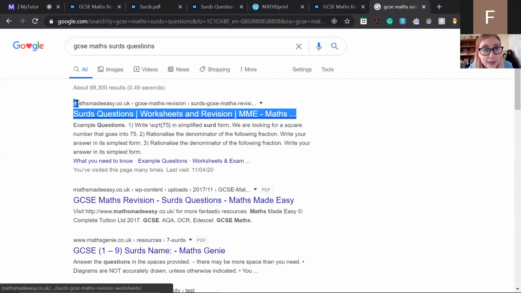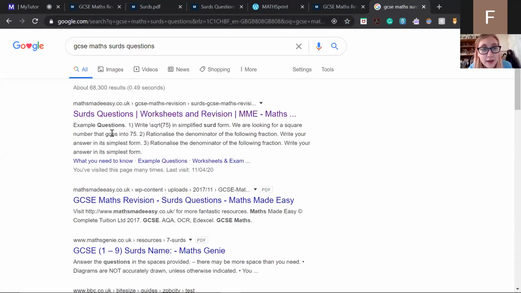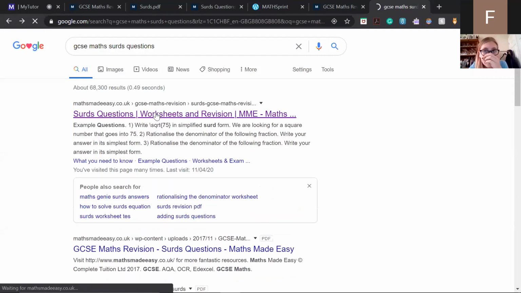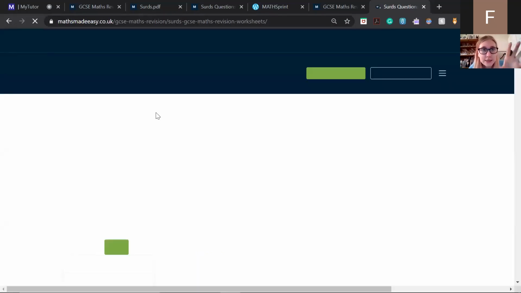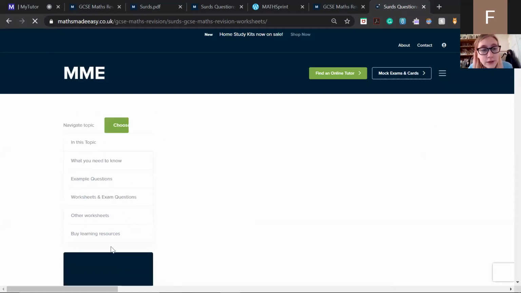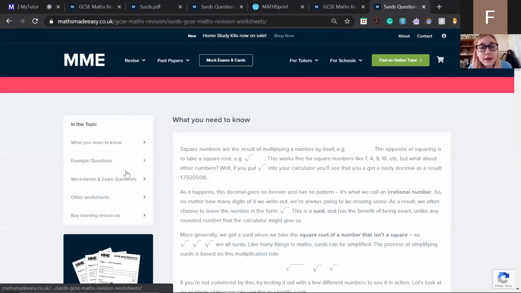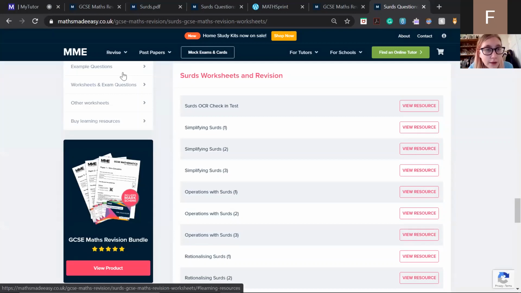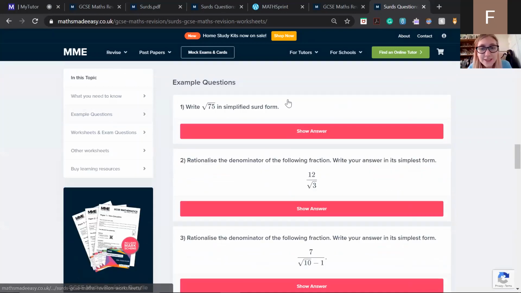Anything that's mathsmadeeasy.co.uk, so go on that. Oh, in fact, that was the right one. And then here's the Maths Made Easy website. And then the worksheets that I use, if we scroll down here, the example questions are sometimes quite good. They kind of walk you through one. Oh my gosh, my computer wants to work. So the example questions are like this.